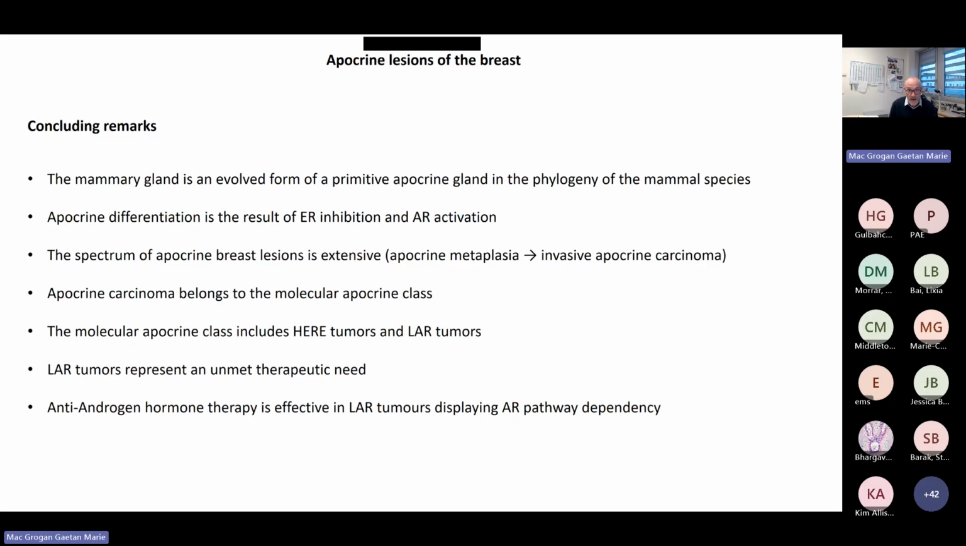The molecular apocrine class includes HER2-enriched tumors and LAR tumors. LAR tumors represent an unmet therapeutic need. Anti-androgen hormone therapy appears to be effective in LAR tumors displaying androgen receptor pathway dependency.